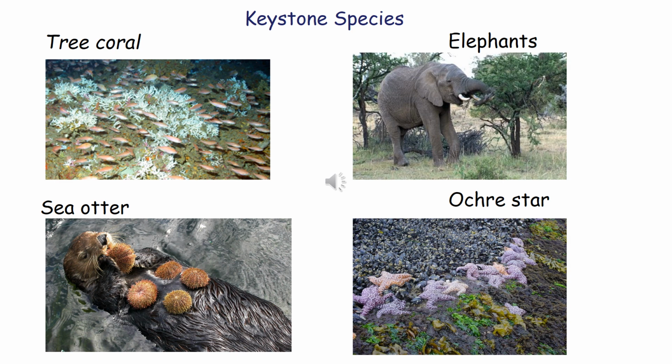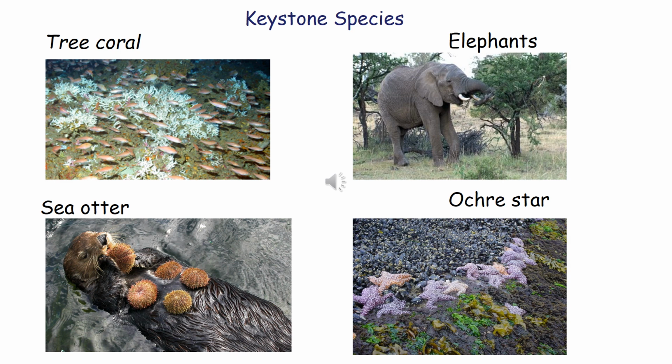Sea otters, very similarly, are keystone species. They keep the sea urchin population levels low by eating them. If they didn't, the sea urchins would feed on the kelp itself and decimate the kelp. So as sea otters were hunted in the past, we saw a lot of loss of kelp forests.